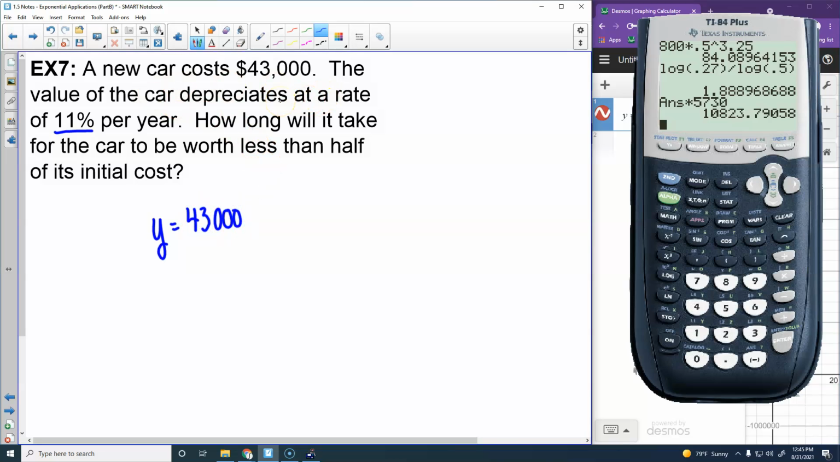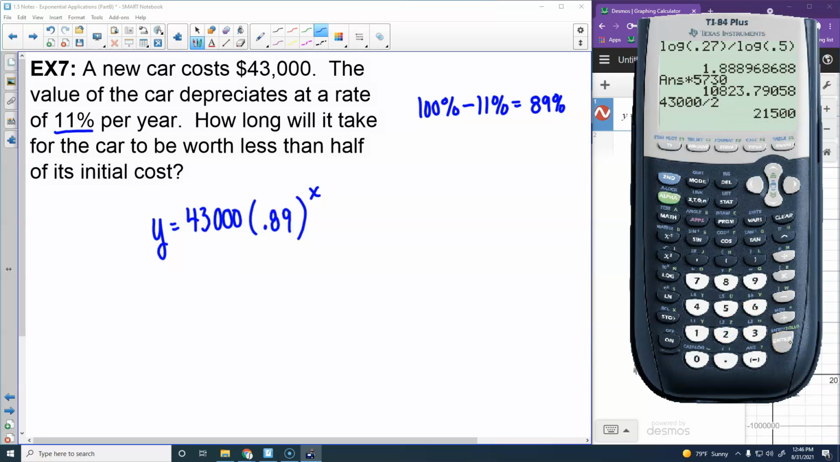And the car's depreciating at a rate of 11% per year, so we're decreasing in value. What should we use as our percentage here? 0.89. We're going to get that by doing 100% minus the 11%, which gives us 89%, and then changing that to a decimal. And that'll be to the X power. Now, we want to know how long it's going to take for the car to be worth less than half of its initial cost. So, 43,000 divided by 2 is going to give us 21,500.